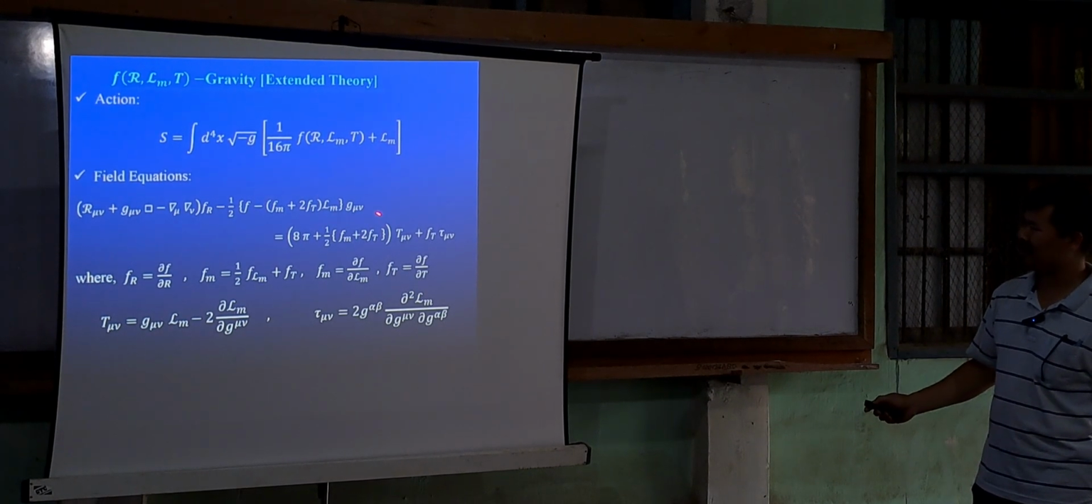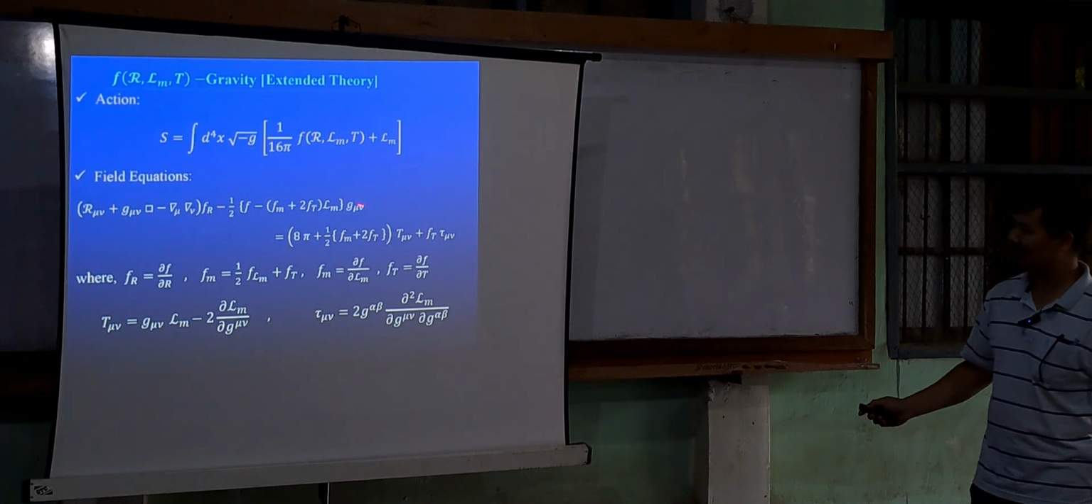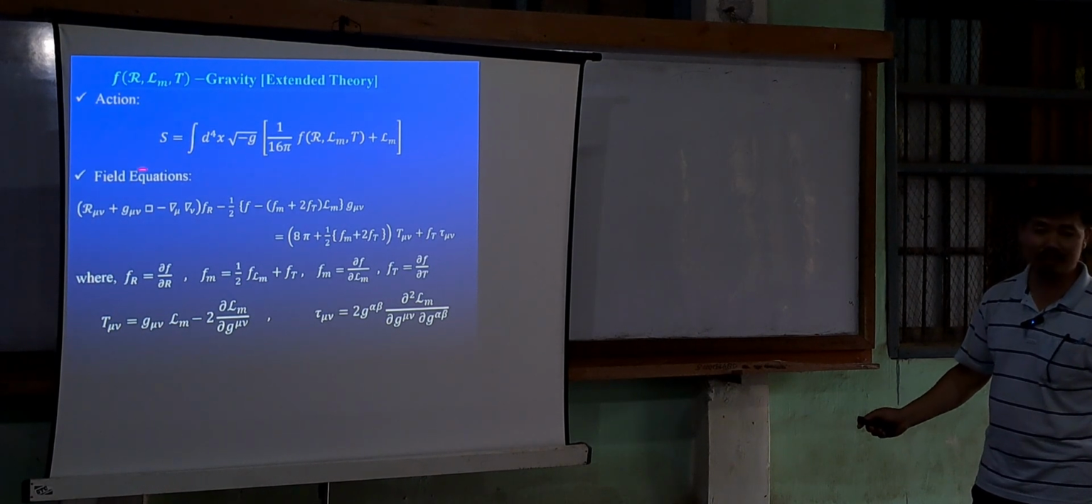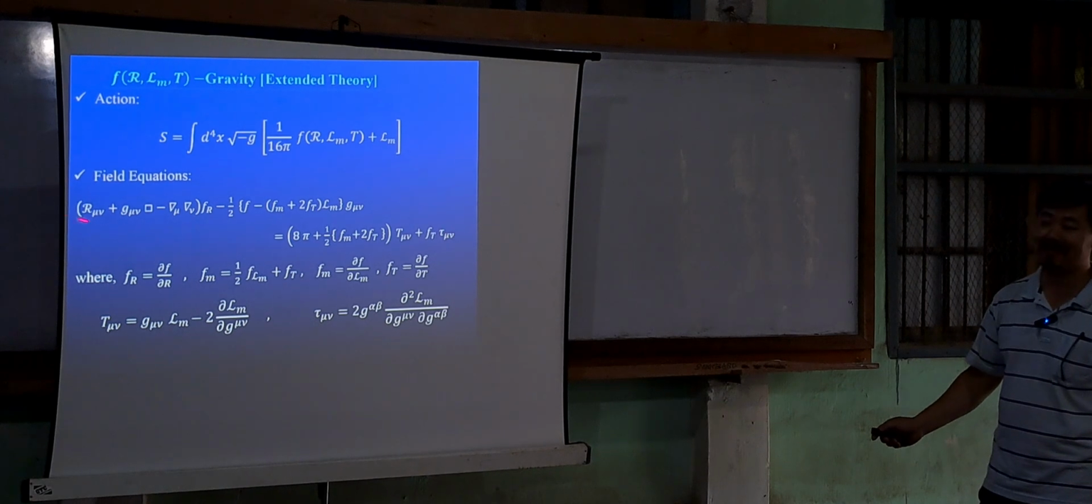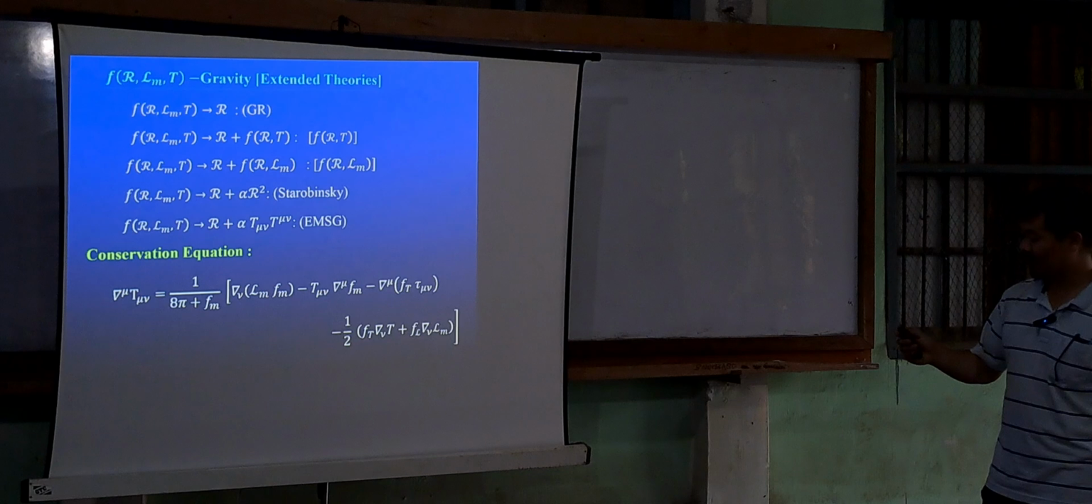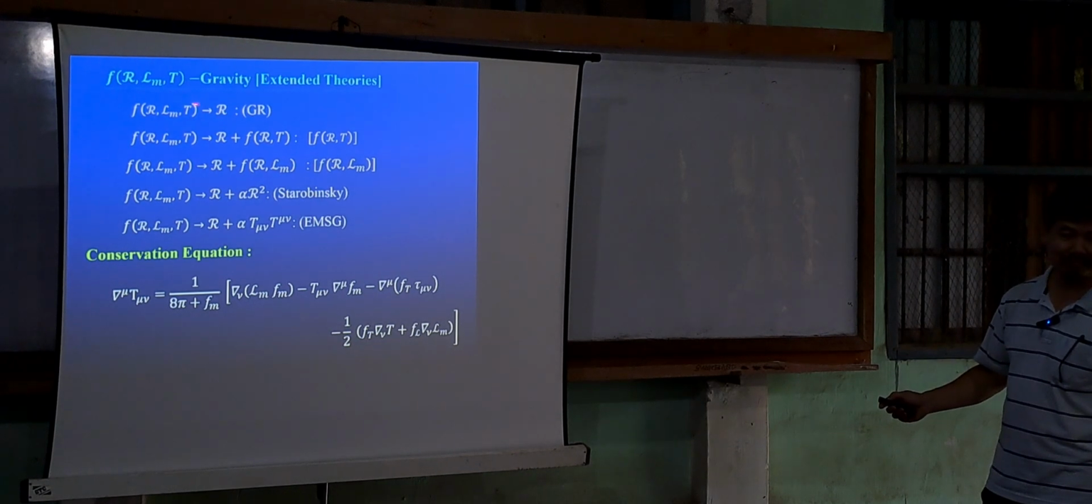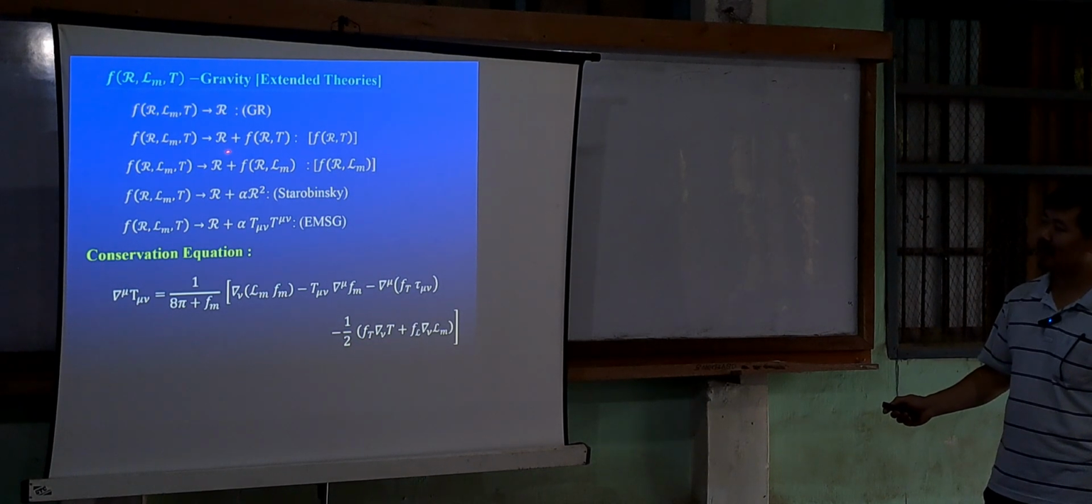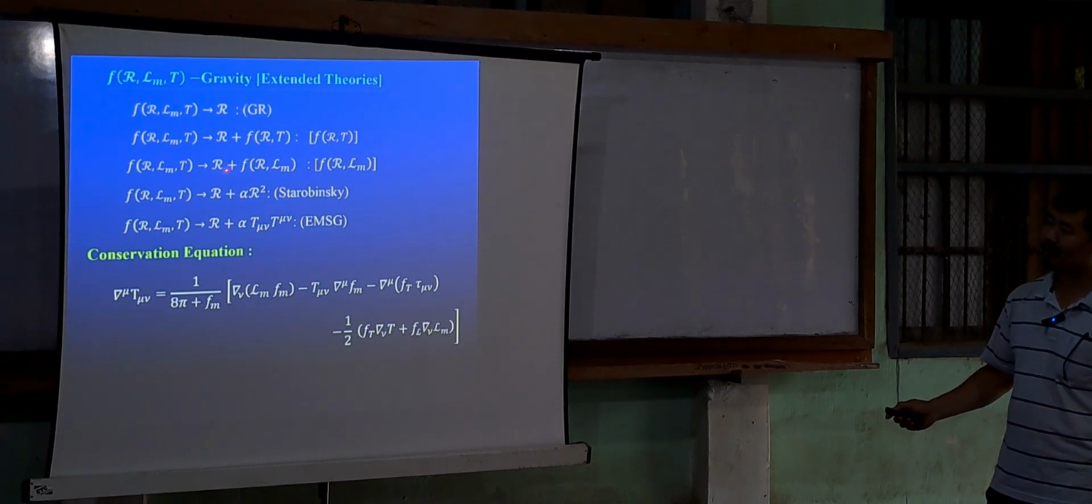And you can get a very complex differential equation, let's not go into this. You can say this is a generalized Einstein field equation with so many things in it. And you can choose: if you take R, simply GR. If you take R and a function of RT, this will be f(R,T). If you take R plus a function of R and L_M, you get f(R,L_M).